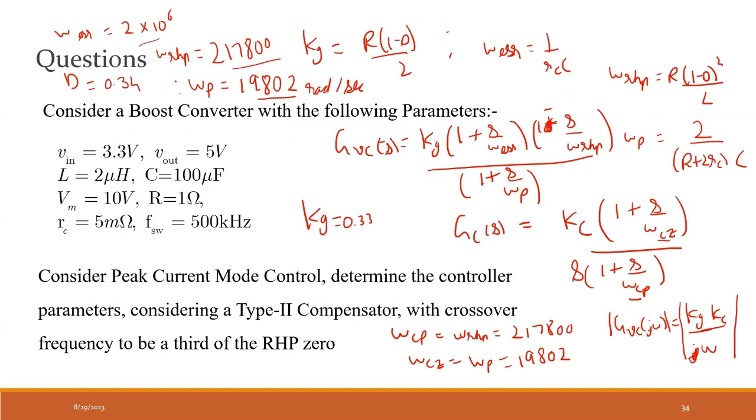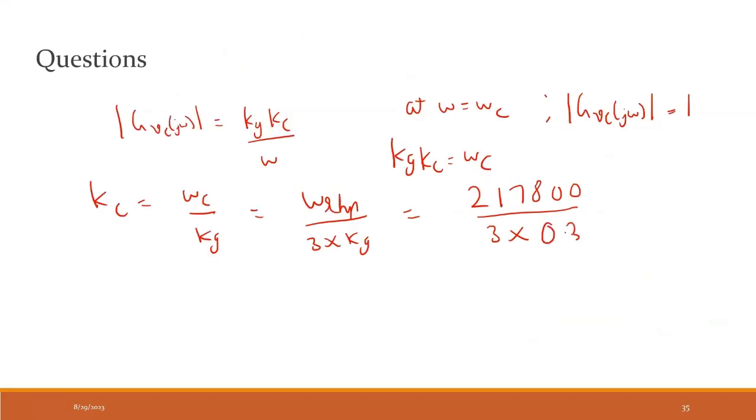What was the value of Kg? 0.33. Kg is 0.33. So you can calculate now. That comes to 22140. Yes, correct, it's 2.40. Okay. So any queries in this part?